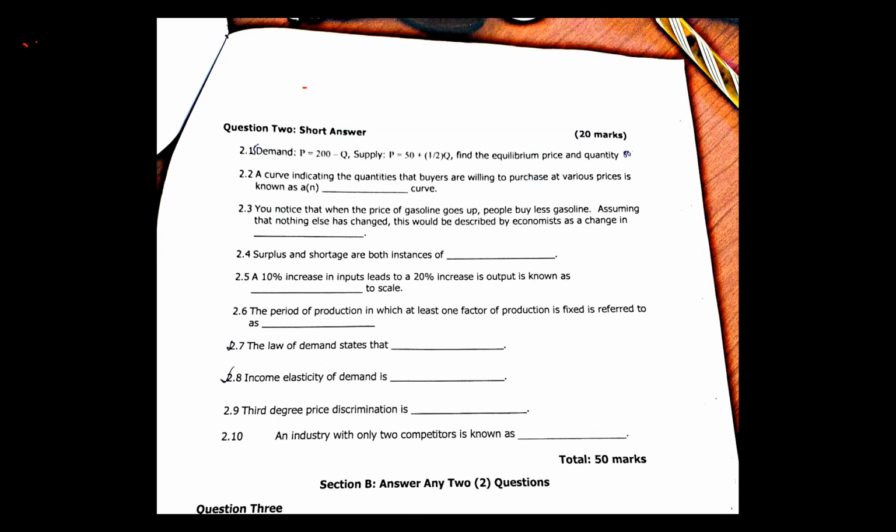But with second degree price discrimination, you charge different prices to people who buy different quantities of the commodity. The more you buy, the less you pay. That's the second. For the third degree, you charge different prices to different groups of people. Maybe the young ones will be paying this much, the big ones this much, women should be paying less, maybe the elite ones. That's third degree price discrimination.